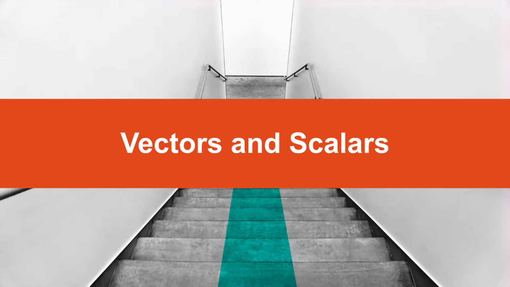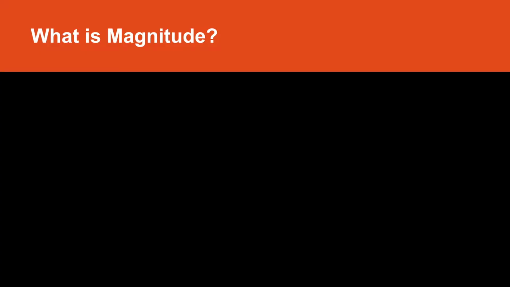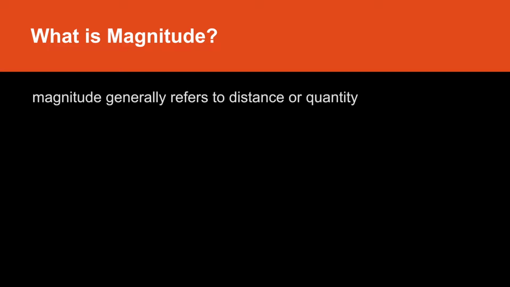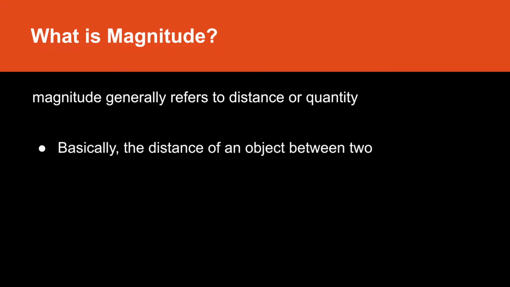In this video, we will be discussing vectors and scalars. So, let's start with a quick definition. What is magnitude? Magnitude generally refers to the distance or quantity. You can also refer to this as the distance of an object between two points. I will get to what I mean by points in a second.